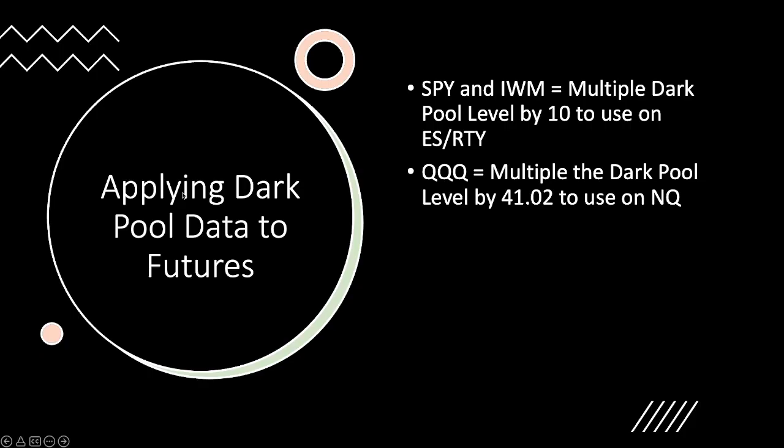Now, QQQ to NQ is not nearly as straightforward. Whenever you're plotting levels, I found that the most accurate calculation I can find is by multiplying the dark pool level by 41.02 on NQ, which will give me that level. So I just wanted to touch on that real quick in case you plan to trade futures using this data, which I personally can vouch for. It does indeed work, and it helps me be consistently profitable.